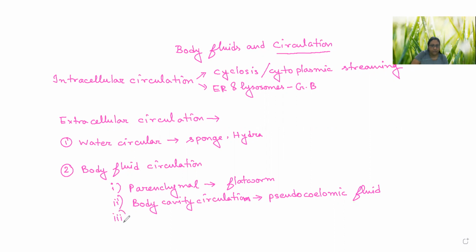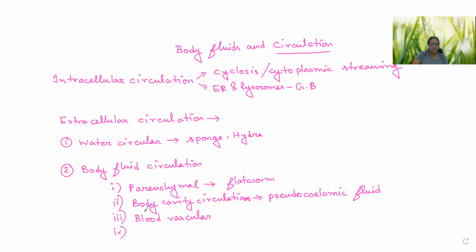Okay. Third one is the blood vascular system. So we have the blood vascular system, which is the most developed one, and we have a heart. But remember that from higher invertebrates onwards we have a heart, but not all blood vascular systems are that well developed, because some may have an open circulatory system, which is not that efficient.